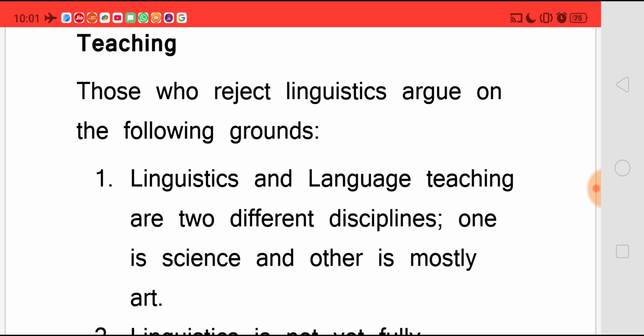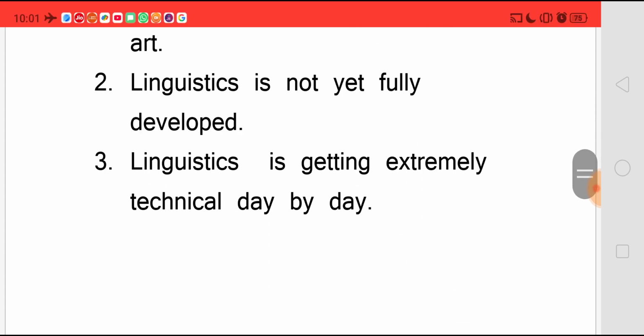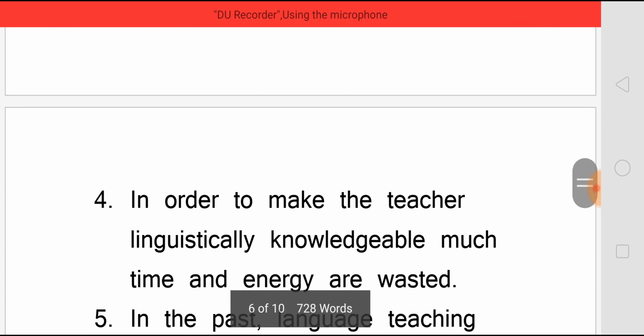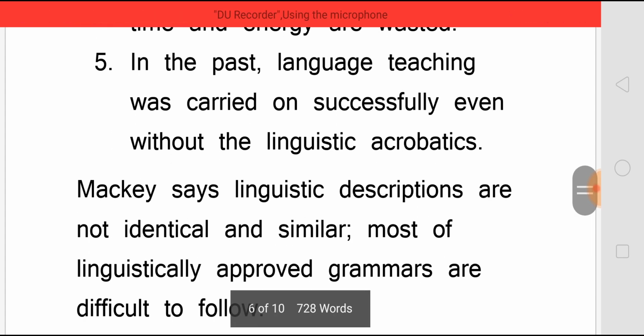Linguistics and language teaching are 2 different disciplines. One is science and the other is mostly art. Linguistics is not yet fully developed. Linguistics is getting extremely technical day by day. In order to make the teacher linguistically knowledgeable, much time and energy are wasted. In the past, language teaching was carried on successfully even without linguistic acrobatics.